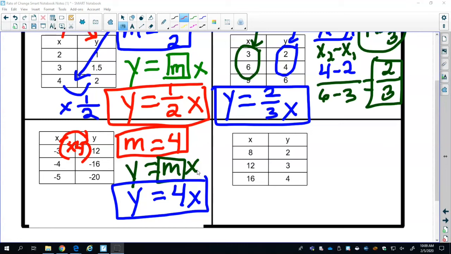So now let's look at the second example. We're going to try the other strategy. So I'm going to try subtracting 2 of the y values. I'm just going to pick those two. And my formula says I can do 3 minus 2, change in y. And then on the bottom, I'm going to look at the change in x. So I'm going to just do 12 minus 8.